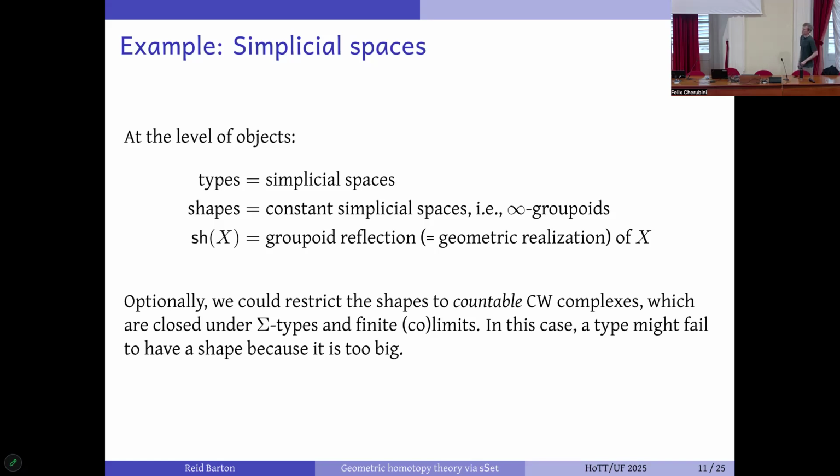There's another thing that we could do, which might seem kind of stupid here, but we could restrict the shapes to not be all the infinity groupoids, but just the ones that are like countable CW complexes. You can check externally that countable CW complexes are closed under finite limits and finite colimits and sigma types. And in that case, the subuniverse of shapes is not reflective anymore, right? Because I could take some really big discrete thing, like some uncountable set, and I cannot reflect it into countable CW complexes. There just isn't going to be a reflection. So that seems sort of useless in this context, but it could be an example to think about why some types won't have shapes.